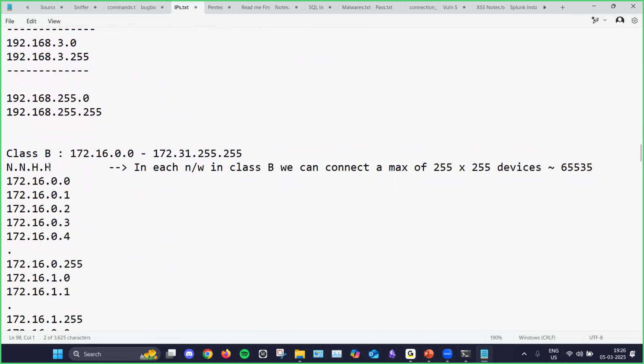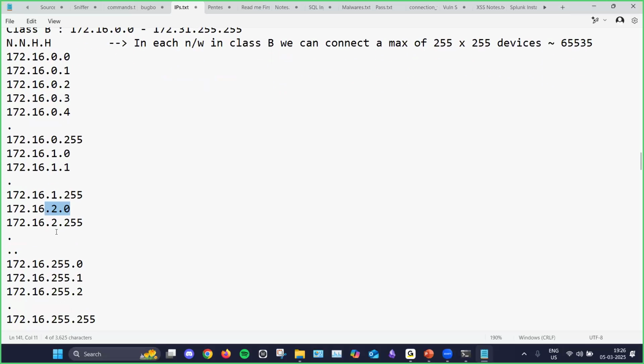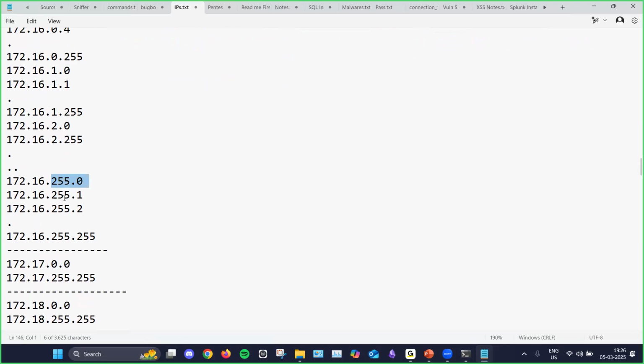But in class B, we have 2 host portions. So after 0.255, you have 1.0, then 1.1, 1.2, 1.3, 1.4, which goes up to 1.255, then 2.0, 2.1, 2.2, 2.3, which goes up to 2.255, then 3.0, 3.1, 3.2, 3.3, which goes up to 3.255. Like that, the cycle repeats again and again. And somewhere down the line, you would have 255.0, 255.1, 255.2, which goes up to 255.255. Once both these octets are filled, then 16 changes to 17.0.